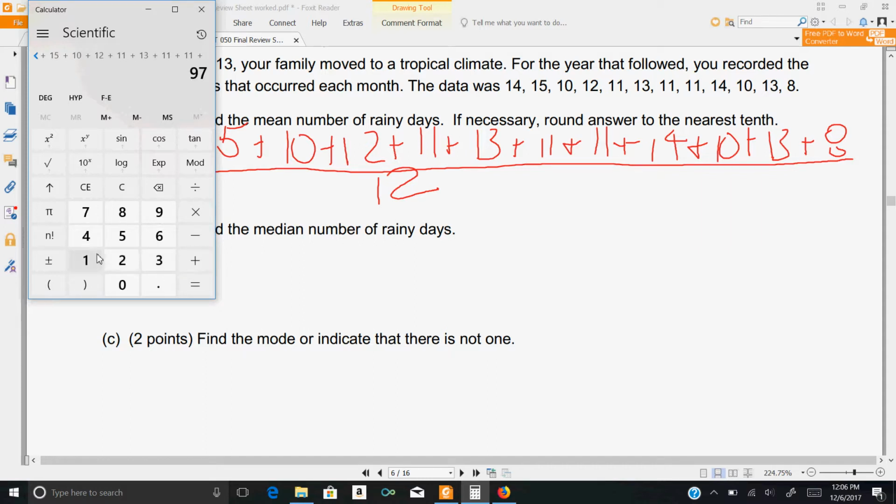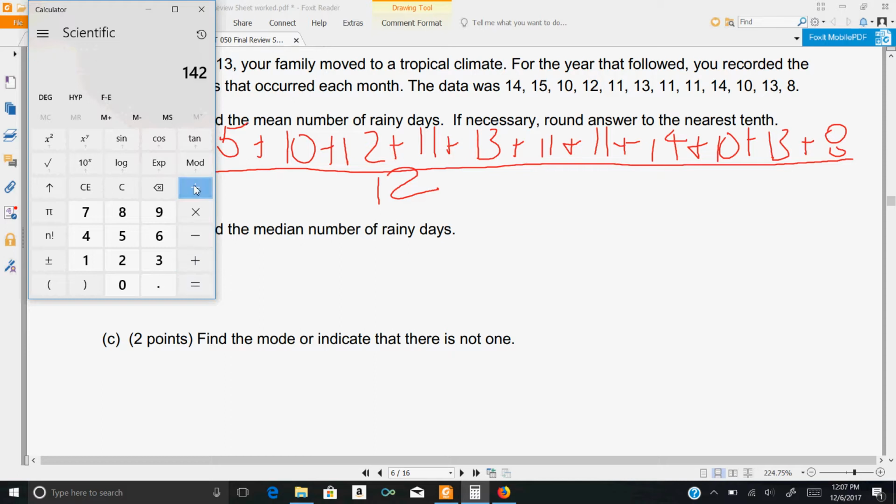Plus 14 plus 10 plus 13 plus 8. And I'm going to go back now and check. My calculator lets me go back. And 14, 15, 10, 12, 11, 13, 2 11s, 14, 10, 13, and 8. Well, equals, I get 142.